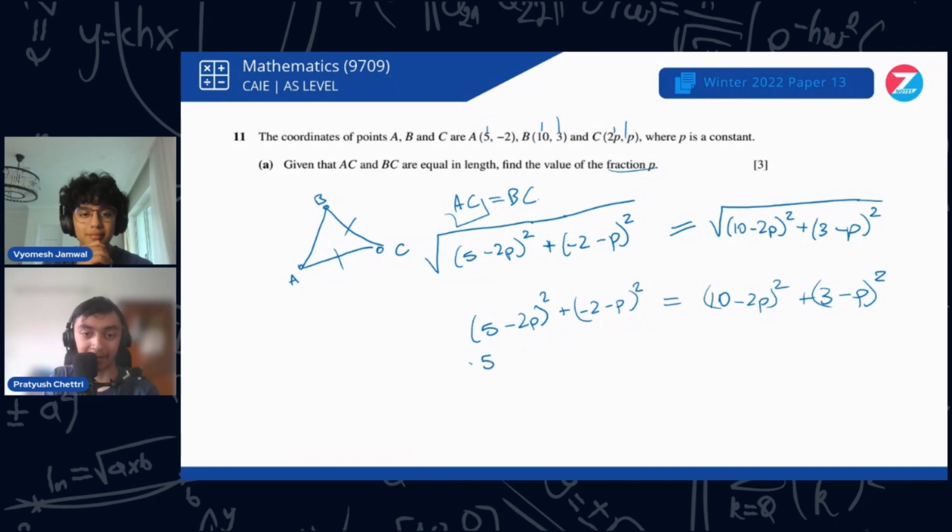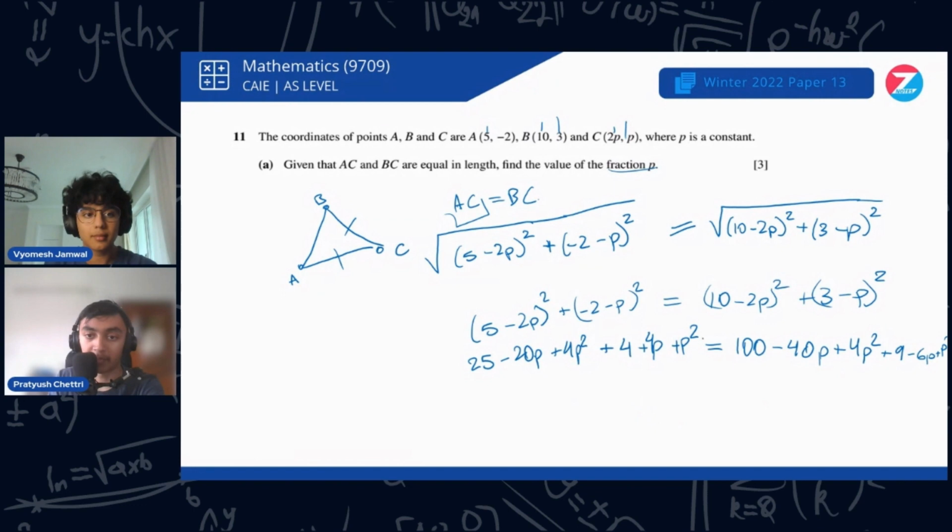So 5 squared is 25, minus 5 times 2, 10, so minus 20p, plus 4p squared, plus 2 squared is 4, plus 4p, minus p, plus p squared, my bad, equals 100 minus 40p plus 4p squared, plus 9 minus 3 times 2, 6p, plus p squared. Running out of space. So I'm going to cross out the p squared terms from both sides. I'm going to cross out the 4p's from both sides. And then I'm going to clean it up a bit.